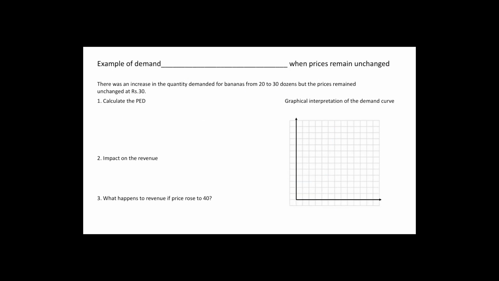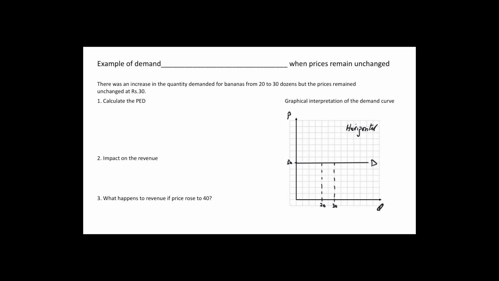in this fifth type, what we have is an increase in the quantity demanded for bananas from, say, 20 to 30, while the price remains unchanged at 30. Okay, so this is how the demand curve looks for this, because price remains unchanged and the quantity went from 20 to 30. Yeah, this is going to be horizontal.